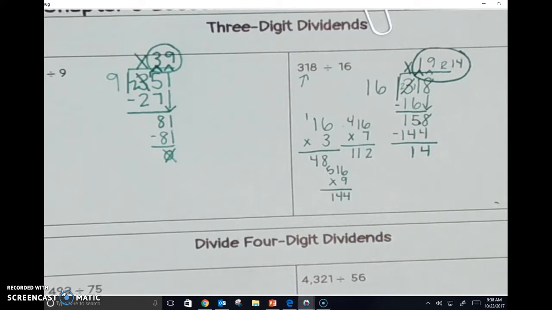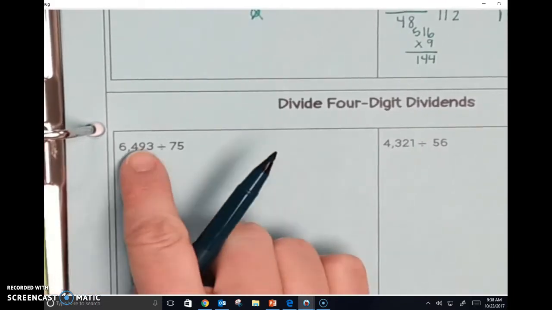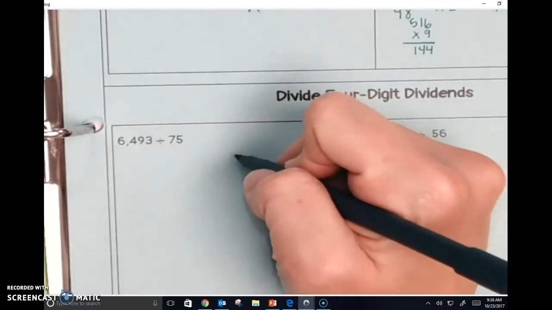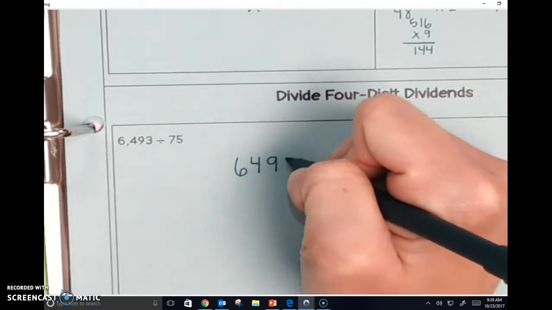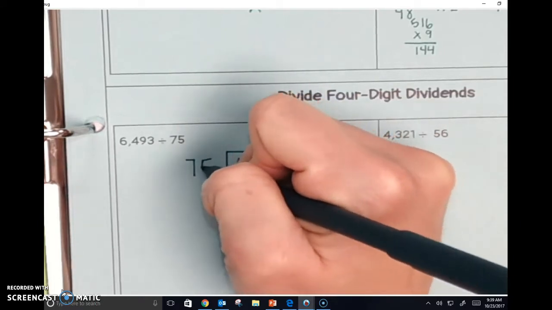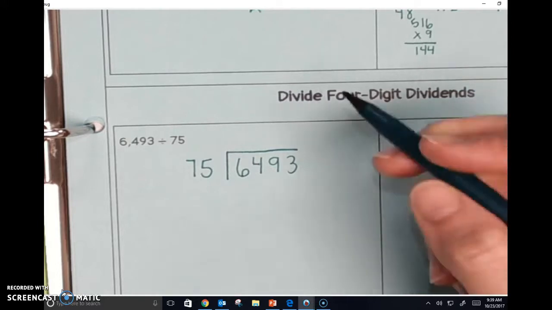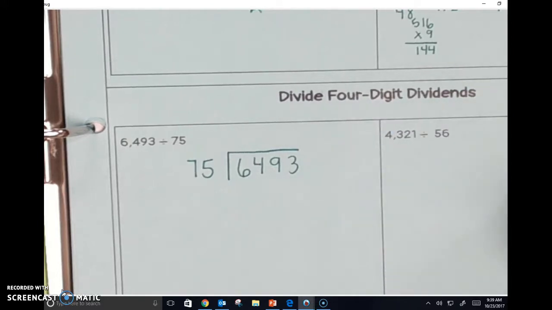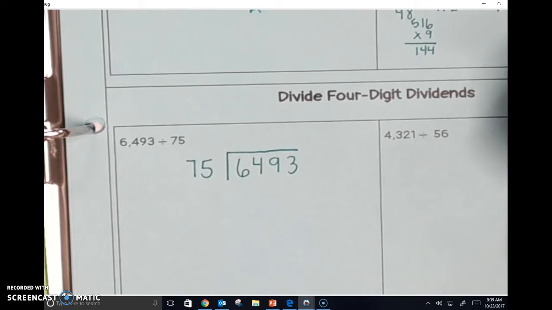Yep. Okay, now we're going to look at dividing 4-digit dividends. That just means the inside number has 4 digits. So 6,493 divided by 75. I take the comma out when I put it in, because sometimes I'd be like, oh, that's a decimal, and it's not a decimal. Yep. So I leave my comma out when I do this.